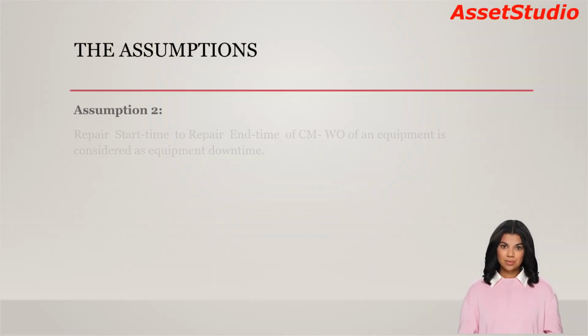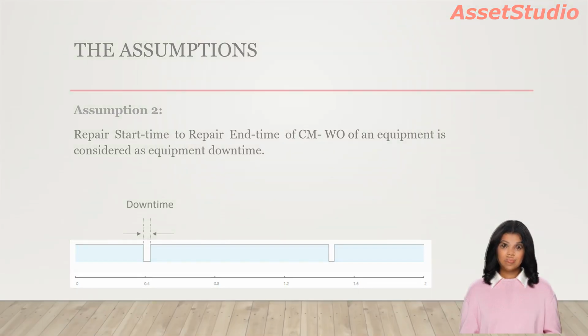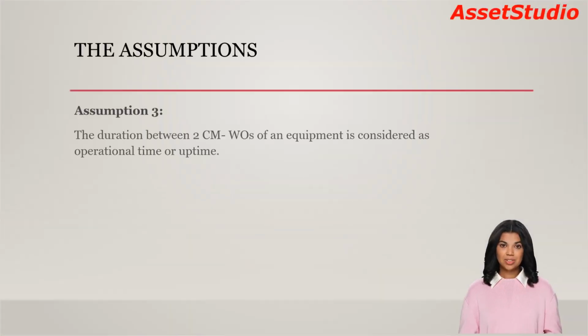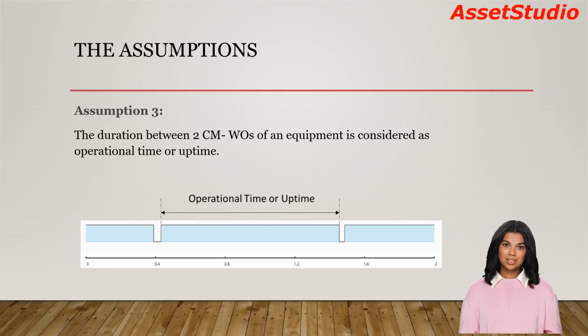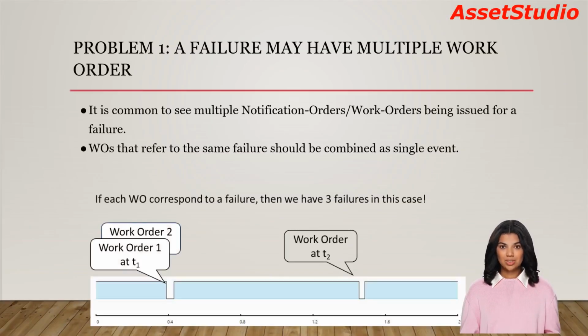Assumption 2. Repair start time to repair end time of corrective maintenance work order of an equipment is considered as equipment downtime. Assumption 3. The duration between two corrective maintenance work orders of an equipment is considered as uptime for that equipment. Now, let me describe the issues that contradict the aforementioned assumptions.